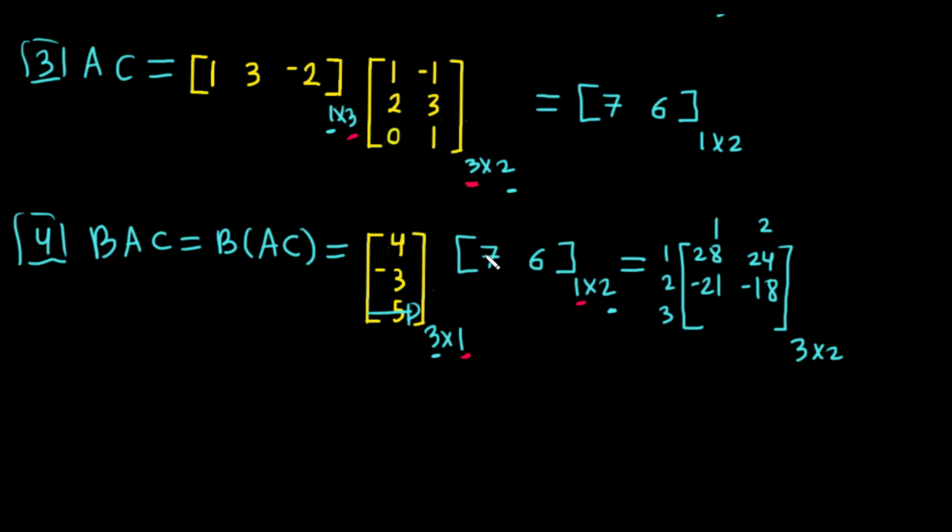Third row with first column, which is 5 multiplied by 7, which is 35. Third row with second column. So 5 multiplied by 6, which is 30. So now we have computed this BAC.